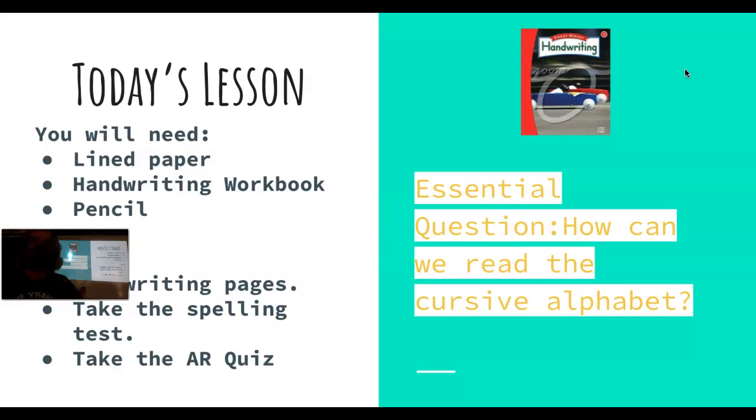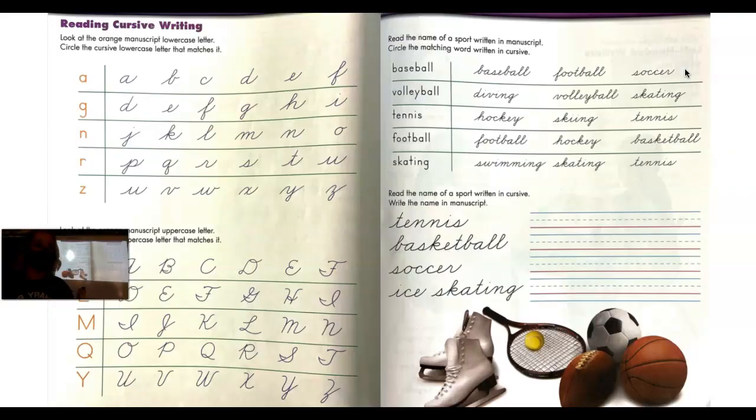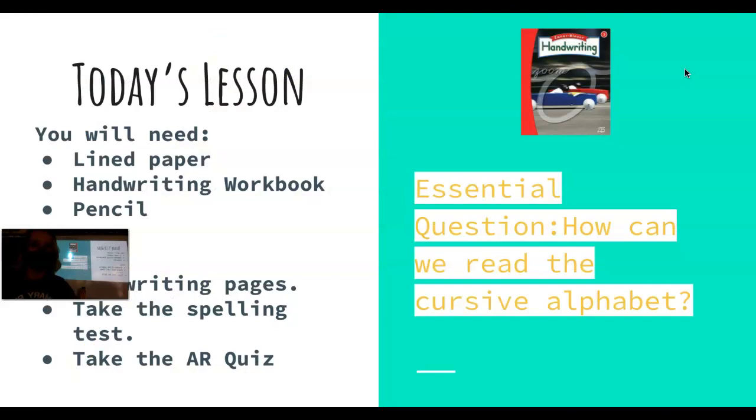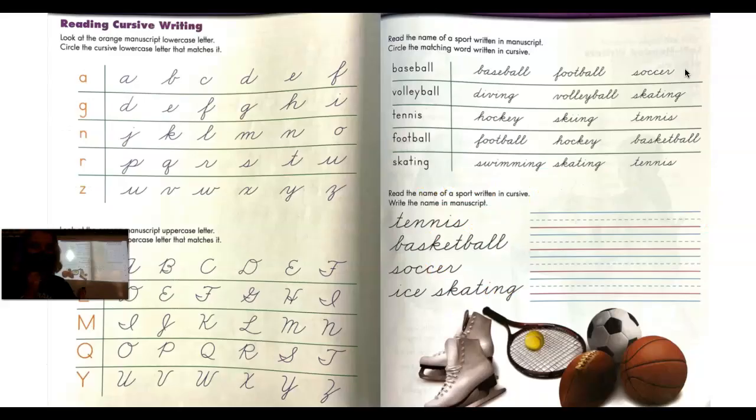Thank you, Tanya. That was perfect. And our essential question today is, how can we read the cursive alphabet? And we're going to take a look at reading cursive writing. So it says we're on page 28. It might be page 24 if you have the other version of this book. Okay. So just do your best to find the page that looks like this. It says, look at the orange manuscript, lowercase letter. Nice job, everybody, getting to the correct page.